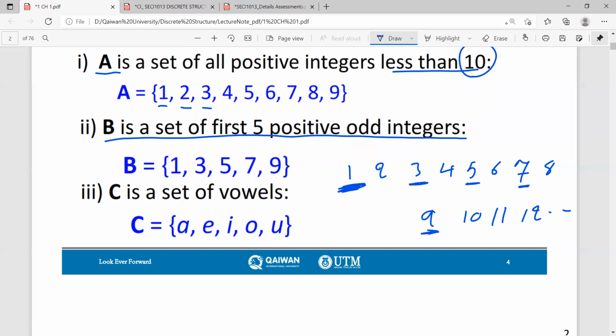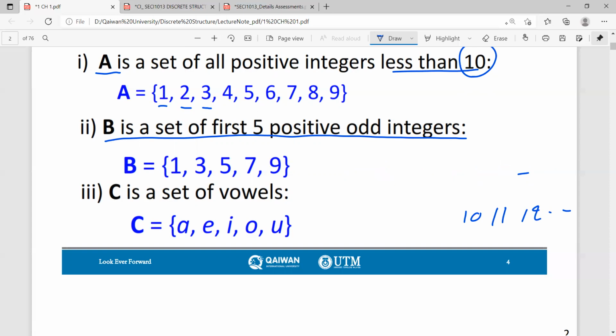And you are asked to write down these numbers in a set and name it B. That means B is 1, 3, 5, 7, and 9. As it says, B is the set of the first 5 positive odd integers. So we should first write down the integers and then pick all the 5 positive odd integers.